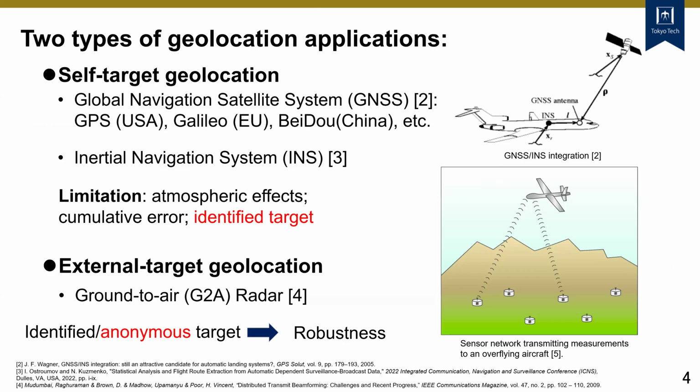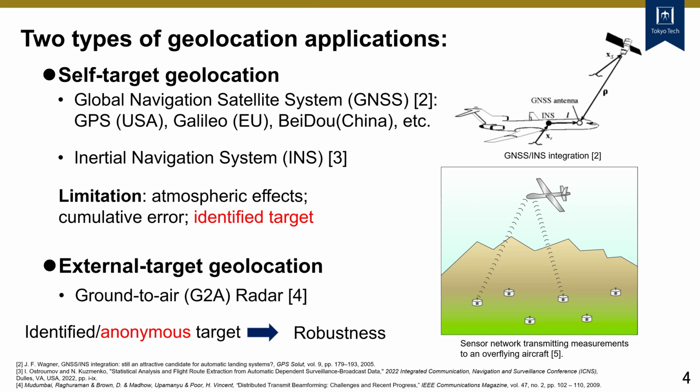In general, from the viewpoint of the application, there are two types of geolocation. One is called self-targeted geolocation, including the GNSS and INS systems. However, these systems suffer from some limitations. For example, the GNSS system suffers from atmospheric effects, and the INS systems cause some cumulative error to affect the final estimation results. And one more important thing is that the target airplane needs to be identified in advance.